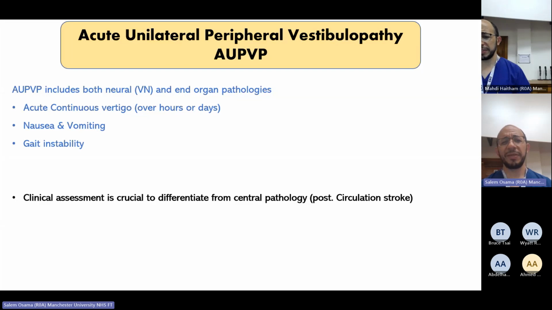The second common condition is vestibular neuritis, but recently they changed the name to acute unilateral peripheral vestibulopathy, which is more general and includes a lot of things. It would include vestibulopathy, not necessarily only vestibular neuritis.